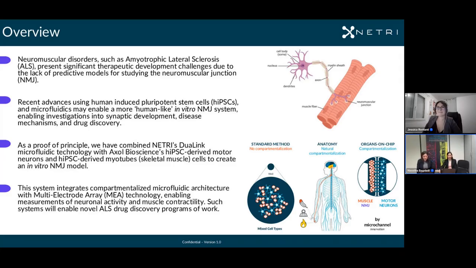We're now going to talk about our NMJ platform, and particularly its application in motor neuron diseases, focusing on the C9orf72 mutation involved in genetic forms of ALS. We have combined two innovative technologies, the use of differentiated cells from iPSCs and our microfluidic technology, to recreate an optimal cellular microenvironment and test different readouts.